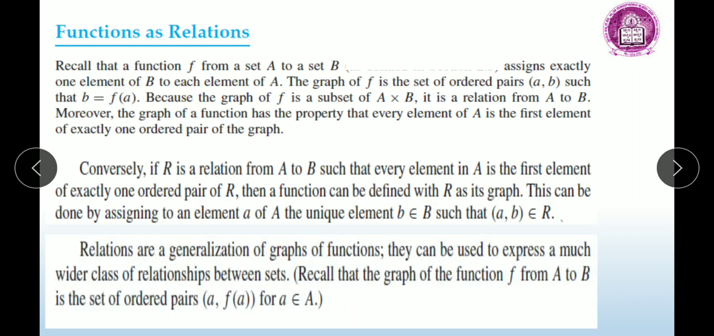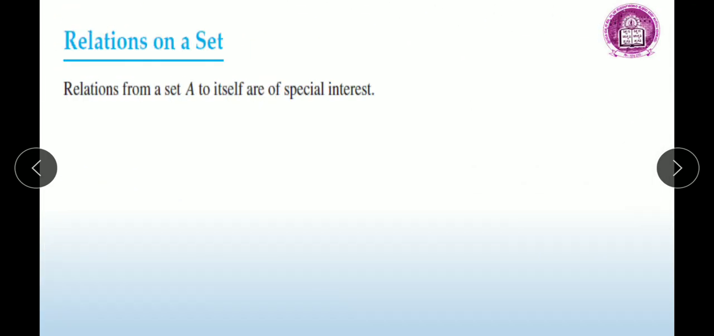Relations are a generalization of graphs of functions. They can be used to express a much wider class of relationships between sets. Recall that the graph of the function f from A to B is a set of ordered pairs (a, f(a)) for a belonging to A. Now, once the relation is defined from a set A to B, we may ask, can we define a relation on a set A? Yes, it is possible, and these are of special interest.